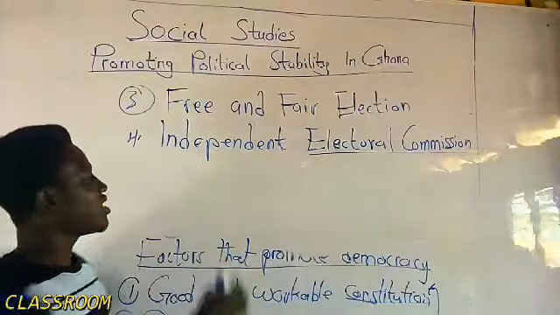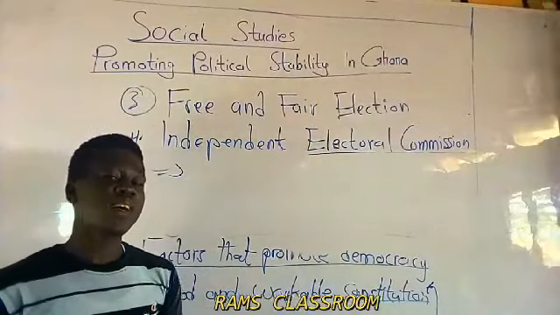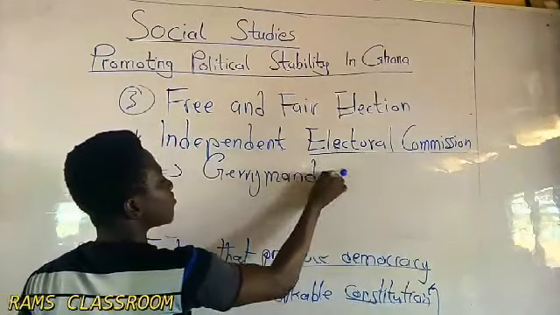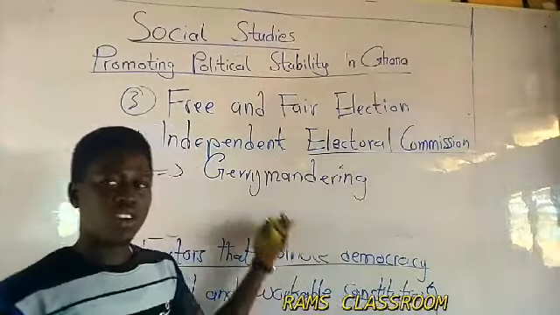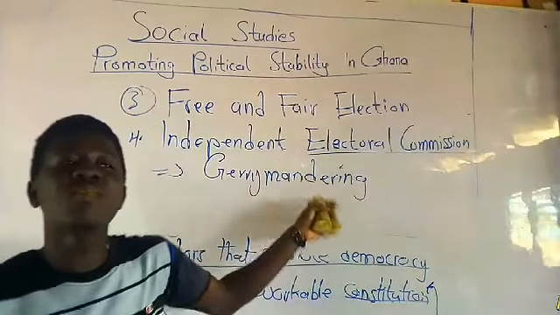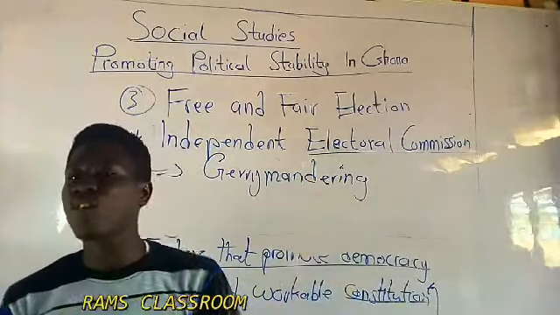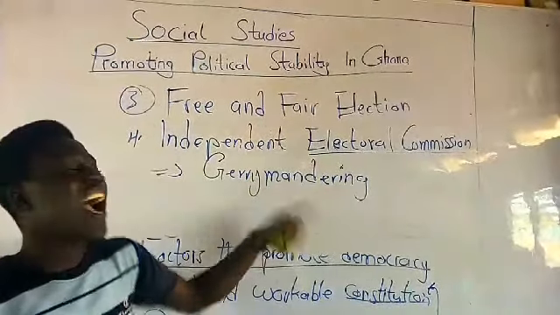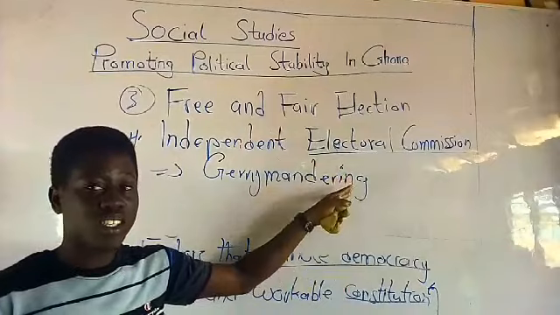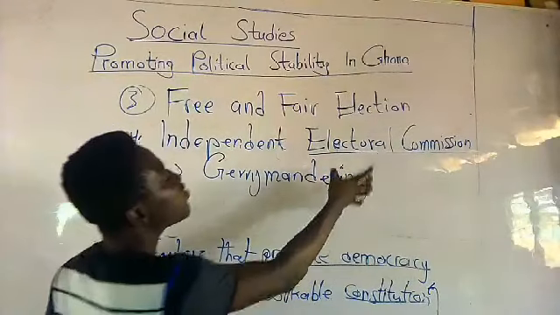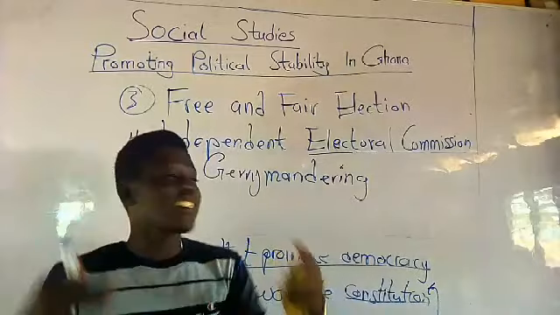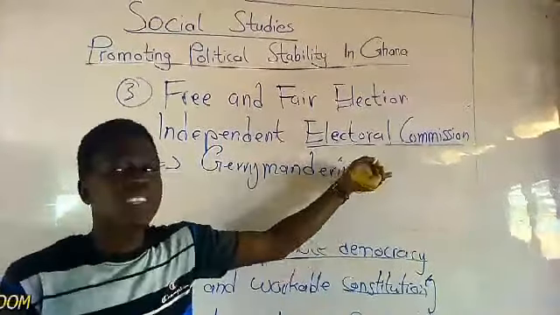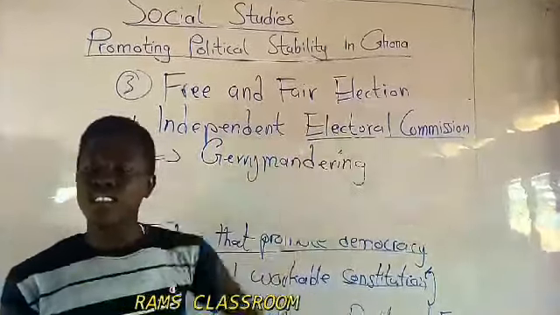That's what is meant by independence of the electoral commission. If the electoral commission is independent, that means no political party can influence it. There wouldn't be anything like gerrymandering. Gerrymandering simply means demarcating electoral boundaries in favor of a political party. That happens when the electoral commission is not independent. Mostly the ruling party can influence the electoral commission to demarcate some electoral boundaries in favor of that party. That's what is meant by gerrymandering. So we can eliminate these practices from the country.